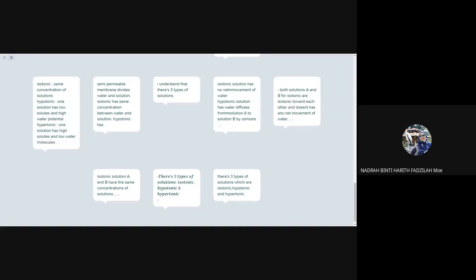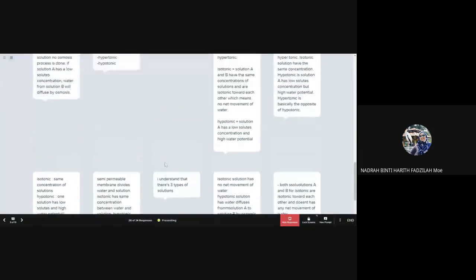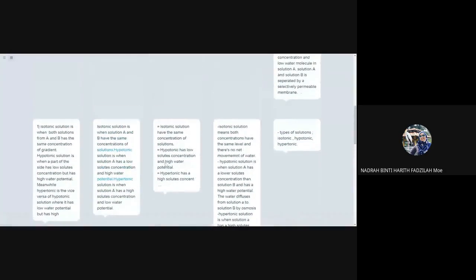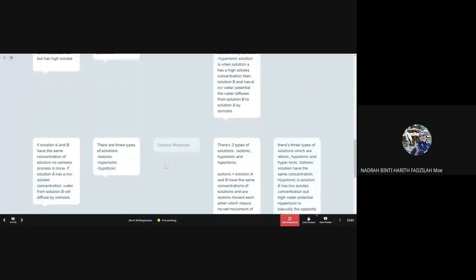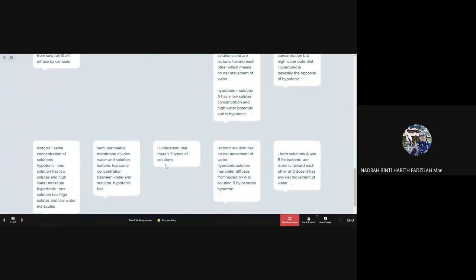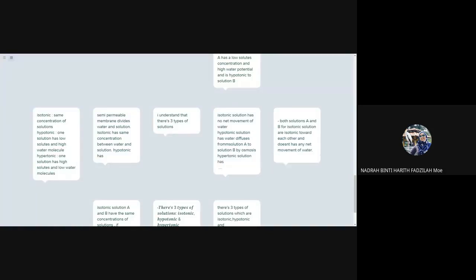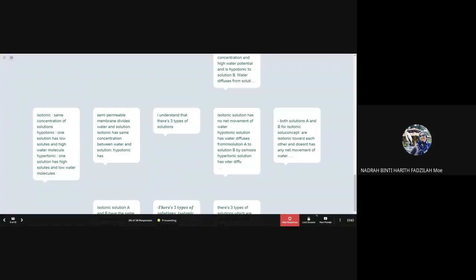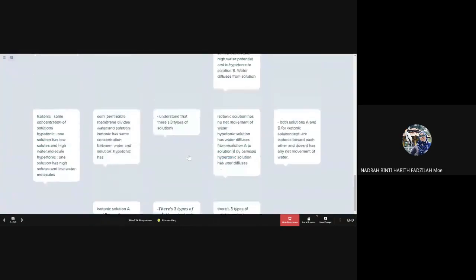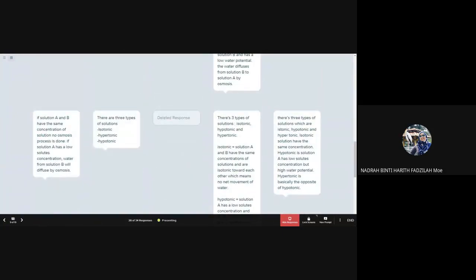But if solution A has the same number of water molecules with solution B, so we call it as isotonic solution. So semua yang kamu tulis pada slide ini anak-anak, saya setuju sepenuh hati. Kamu tahu ada 3 jenis solution. Solution tu ada banyak molekul air, hypotonic. Solution tu ada sikit molekul air, hypertonic. Solution tu sama banyak molekul air dengan solution lagi satu, isotonic. Okay, I give you another 30 seconds.